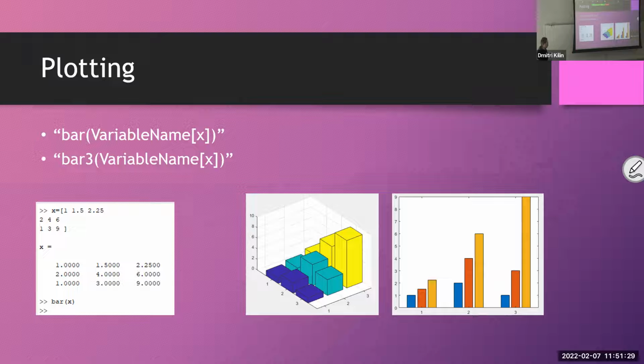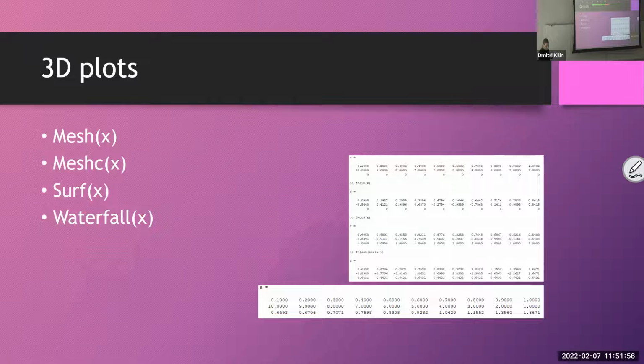But let's say we want to generate it across three dimensions and show depth, then we can just use the command bar3 with the variable name, and we'll get that center figure, which has the variables shown isometrically at an angle. Now, this is great, but what if we're working with, say, a matrix like we have been with previous presentations? Then in that case, we actually cannot use the bar command. We need to use specific 3D plotting functions that MATLAB has, which are mesh, surf, and waterfall.